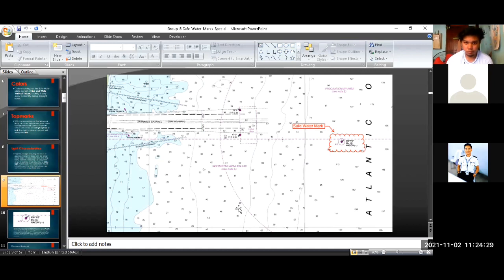This picture is all about the safe watermark, showing how the safe watermark is placed.